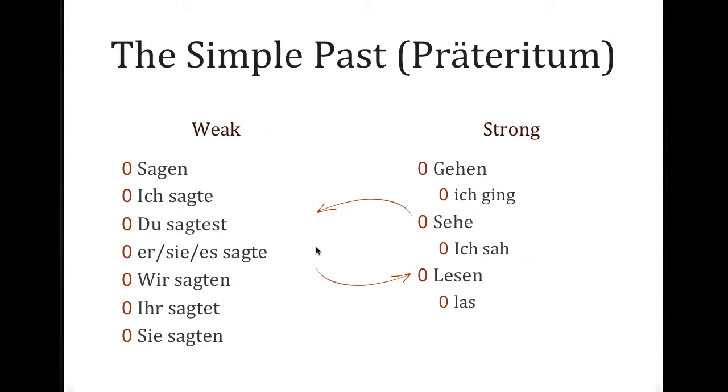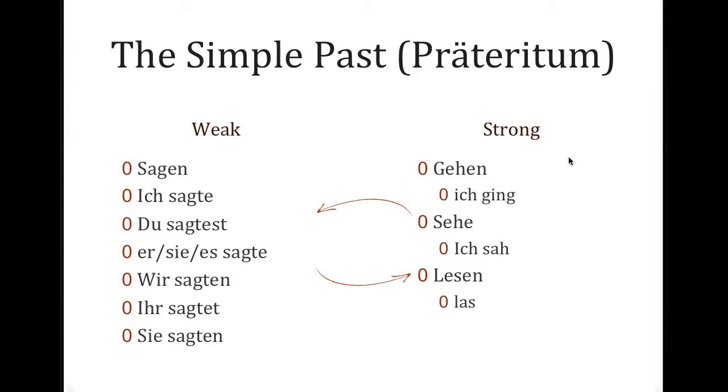So then you have the simple past, Präteritum. And this is also called the narrative past. Most of the time it's used in children's books and things like that. You have two different types of verb conjugations. One of them is weak verbs. I chose the verb sagen, and this is where you have the te ending. So ich sagte, du sagtest, sie es sagte, wir sagten, ihr sagtet, sie sagten. You just add that t, and that's how you get the simple past for weak verbs.